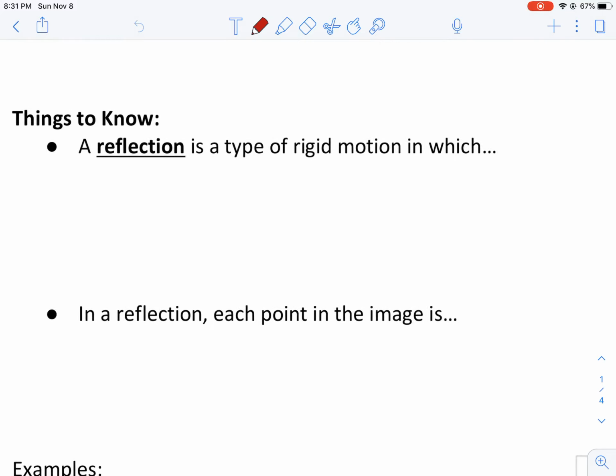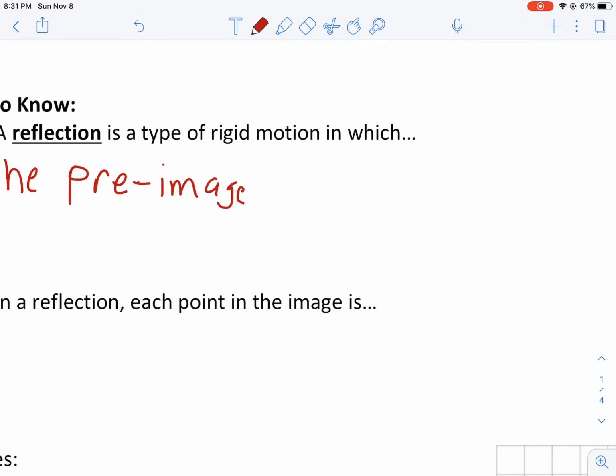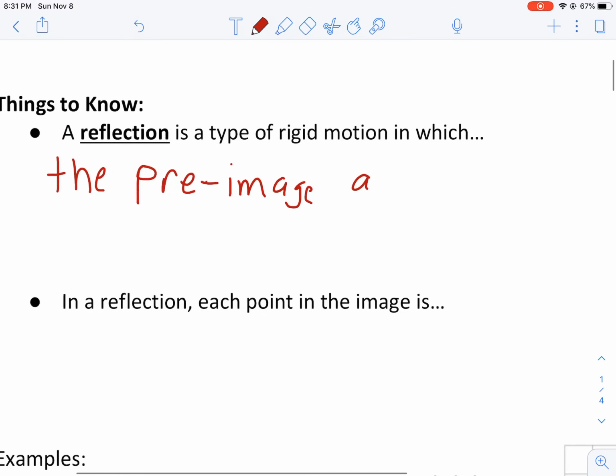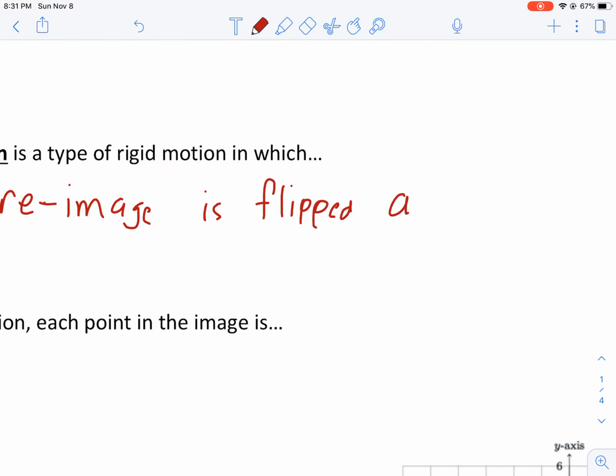A reflection is a type of rigid motion in which your pre-image is going to be flipped across a line, and we call that the line of reflection. The pre-image is flipped across the line of reflection.